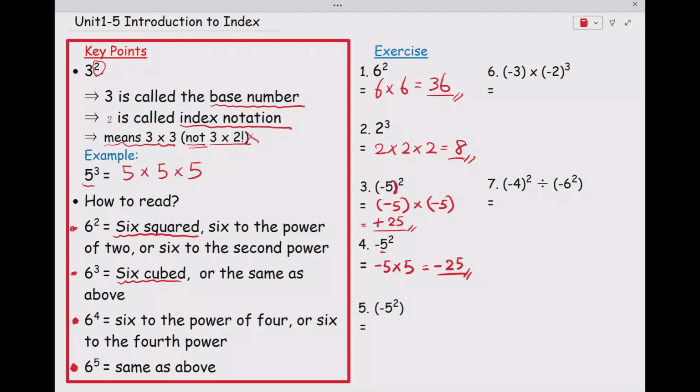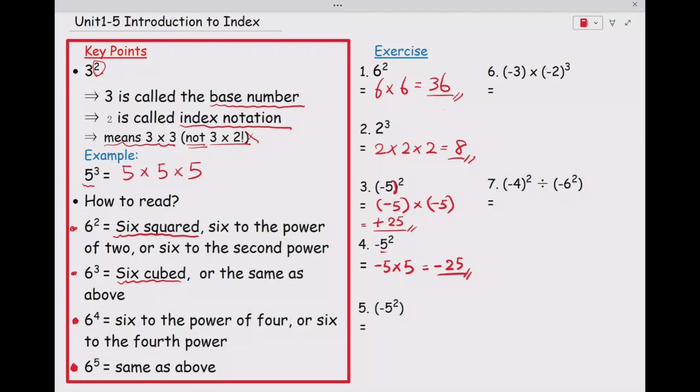Now, let's take a look at the next question, number 5. Let's keep in mind the difference between question number 3 and question number 4 here as well. Question number 5. Bracket minus 5 to the second power and close bracket. This time, like question number 3, there are brackets, but the index is inside the brackets, not outside them.